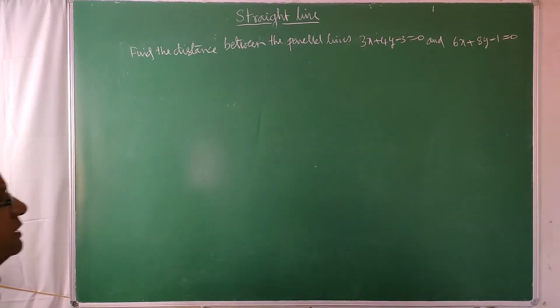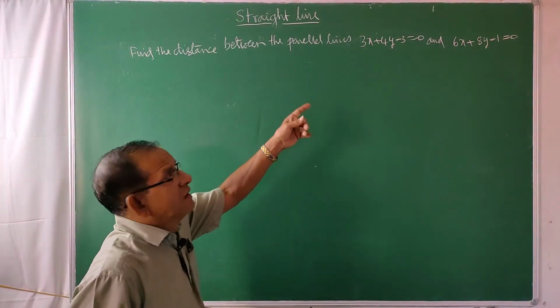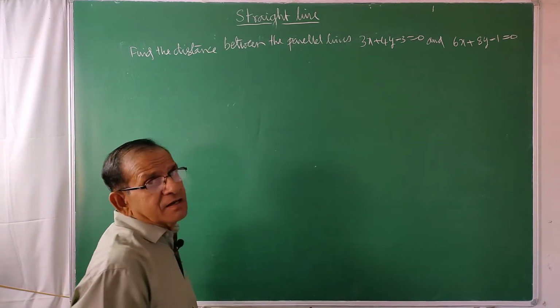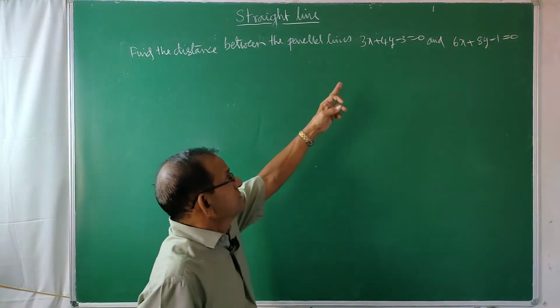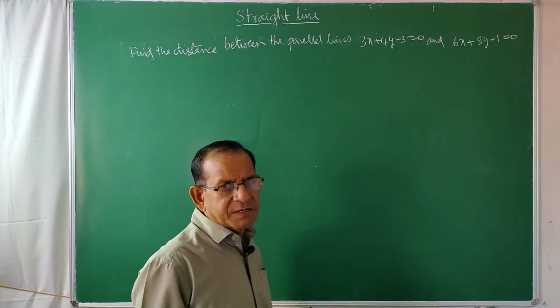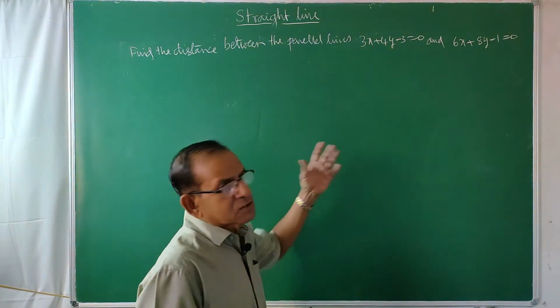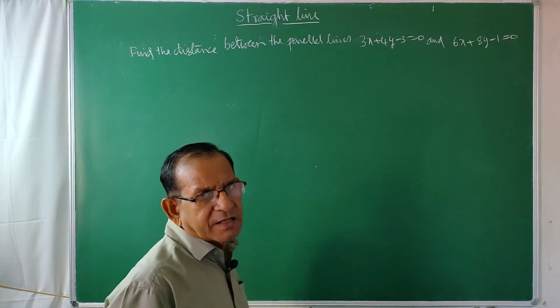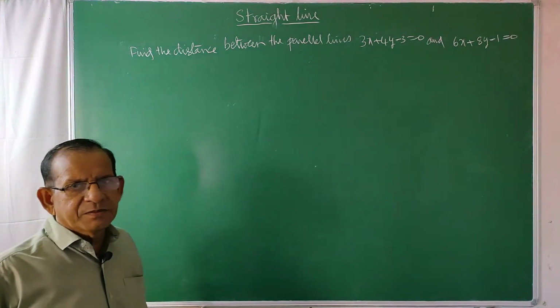Now in this one, two lines are given. What is the slope of the first line? Minus of A by B means minus 3 by 4. For the second line, minus of 6 by 8. Minus 6 by 8 means minus 3 by 4. Because slopes are equal, those two lines are parallel lines. And what is the distance between the parallel lines?